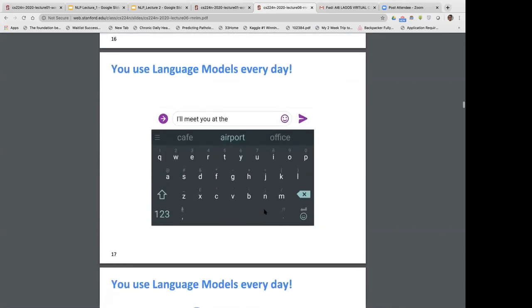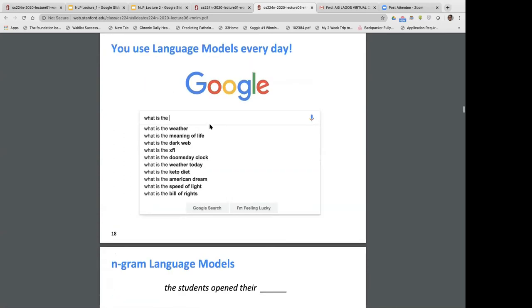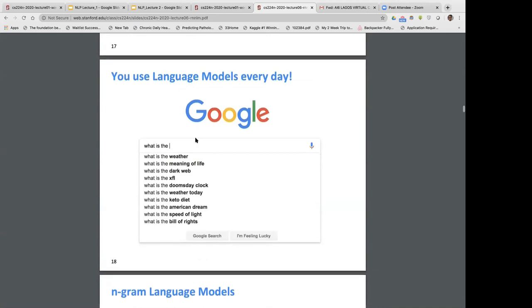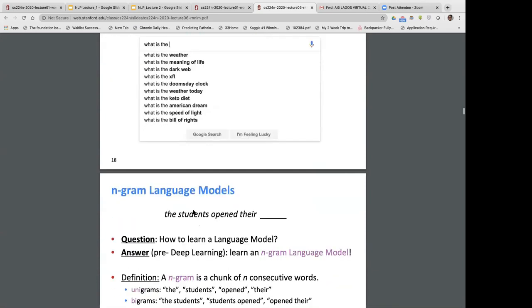So we use language models every day. We're all familiar with this. Next-word prediction, when you're trying to type on your phones. "I'll meet you at the", your keyboard predicts airport, predicts cafe, or predicts office for you. Also in your Google search, when you try to search for something, the model gives you options.